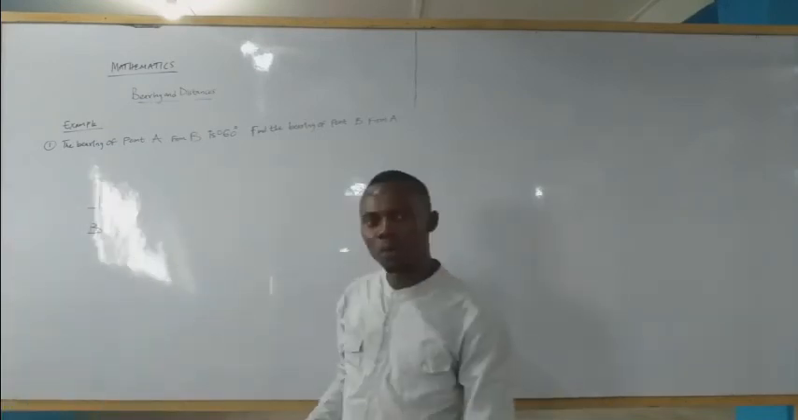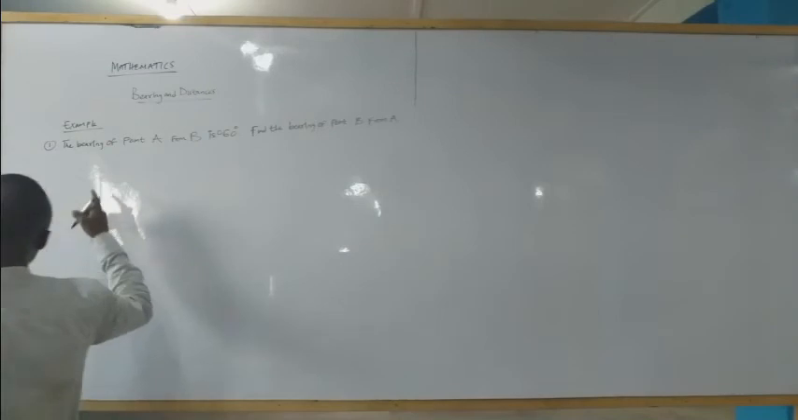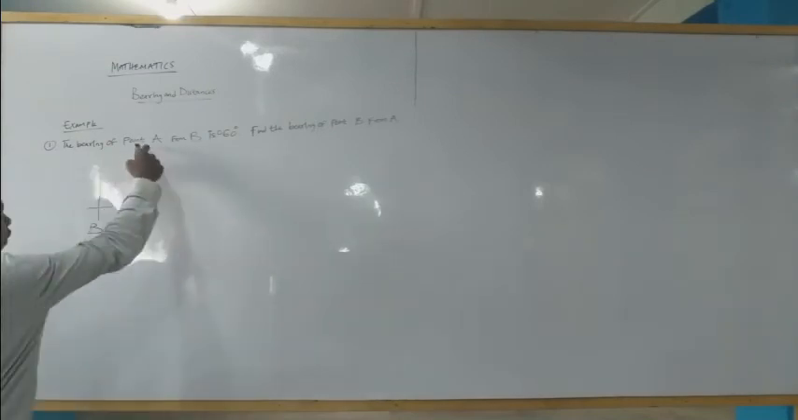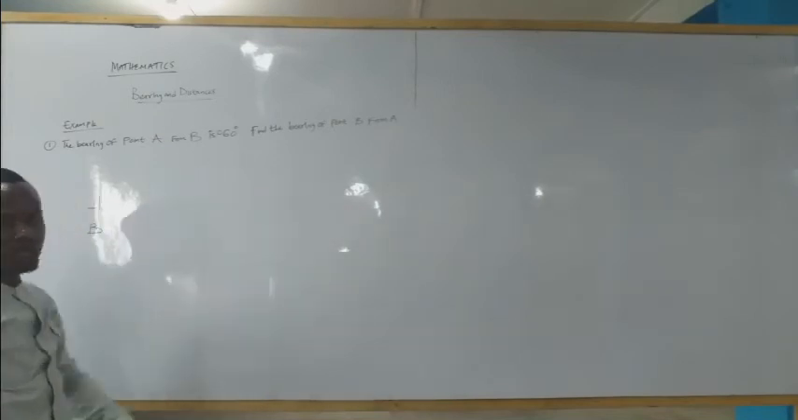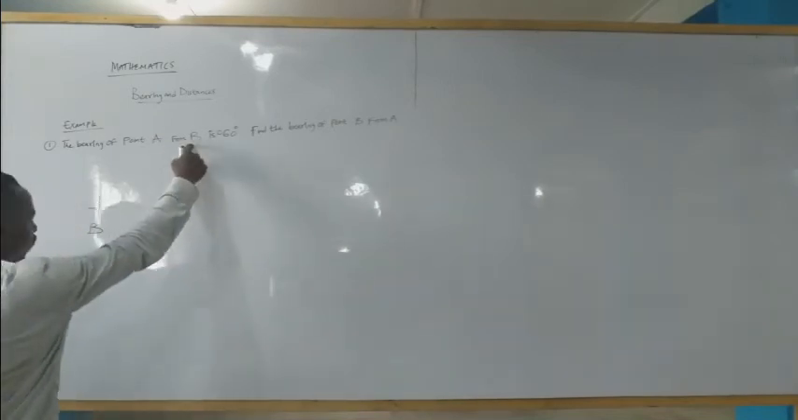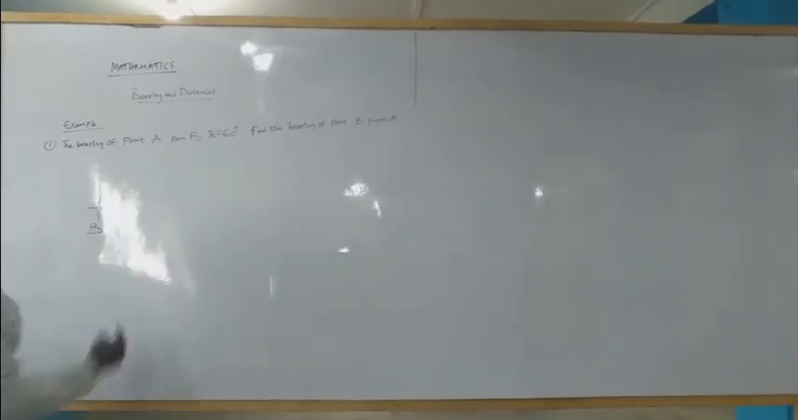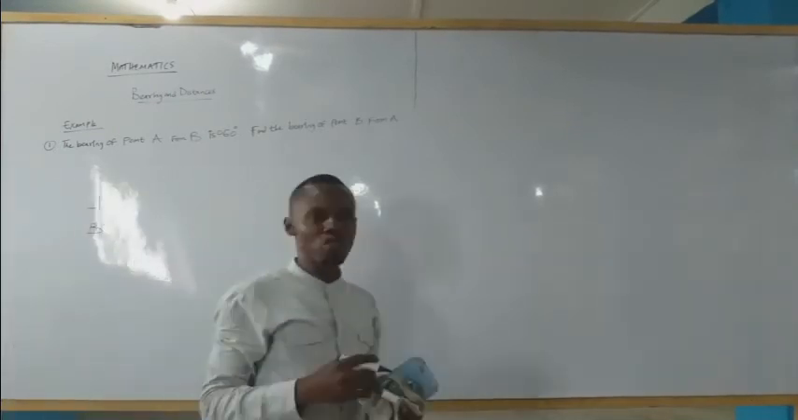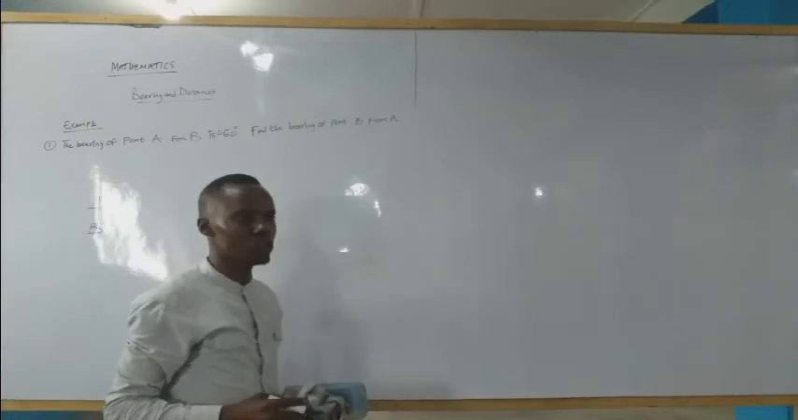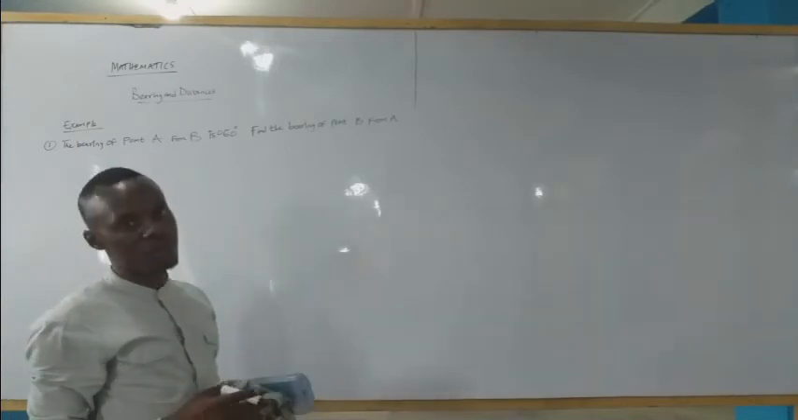You know what the starting point is. Our starting point is what? B. The bearing of point A, we are trying to locate point A from B. So the bearing of point A from B is what? 060 degrees.